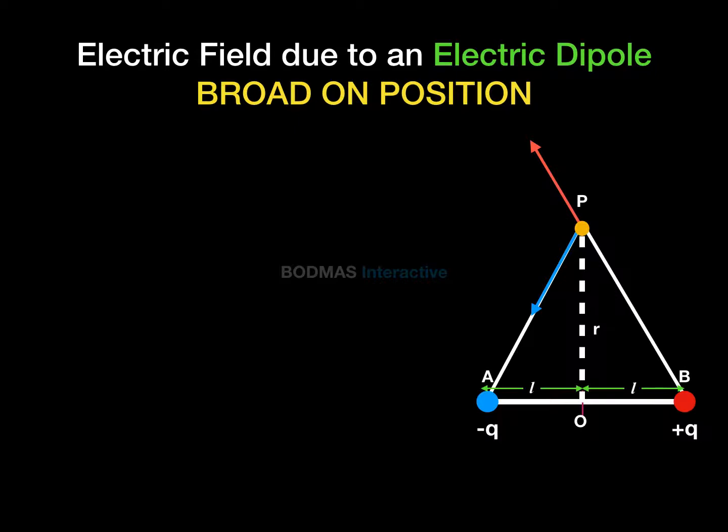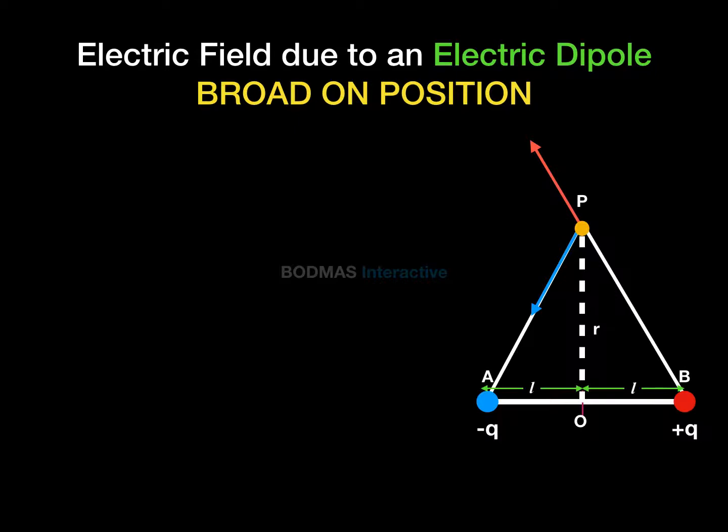Now let us find out electric field due to an electric dipole in broadside-on position. In this situation, the point P is taken on the perpendicular bisector of the line joining A and B. Now in this situation, at point P, electric field due to B is away from B, and similarly due to negative charge at A, electric field is towards that negative charge, that is denoted by a blue arrow.